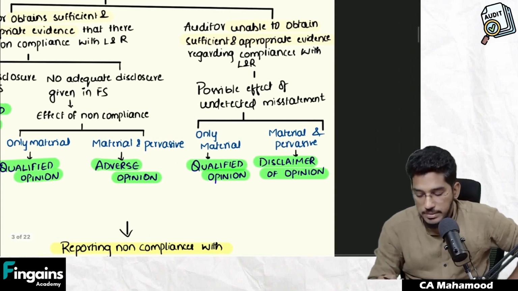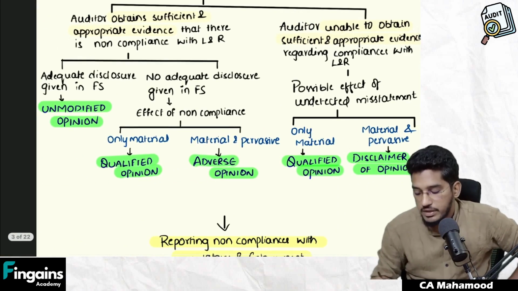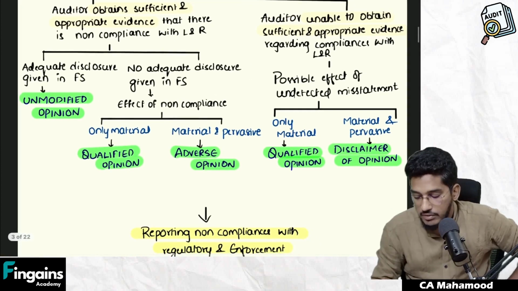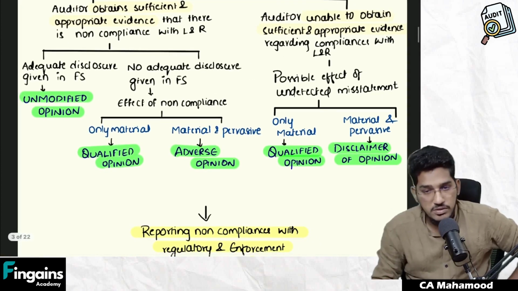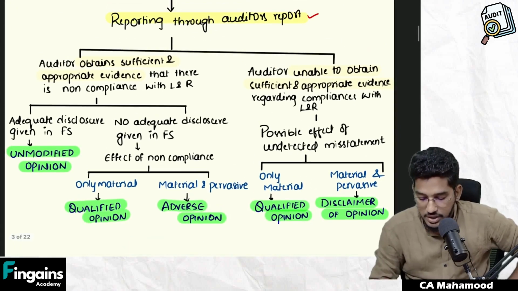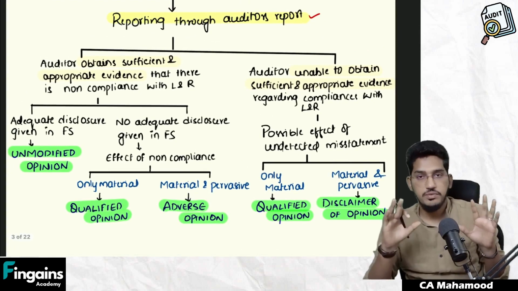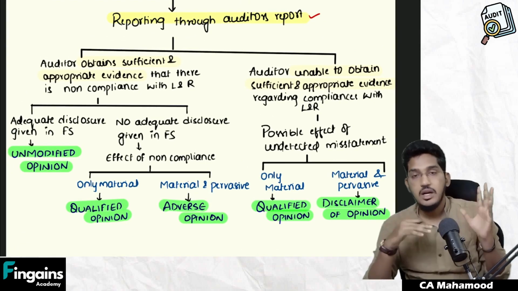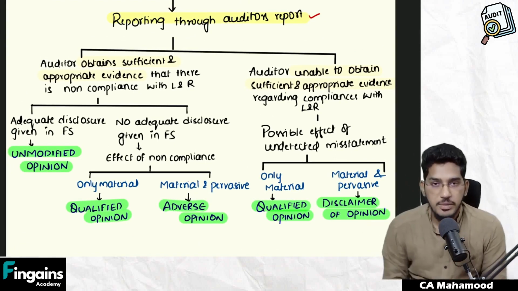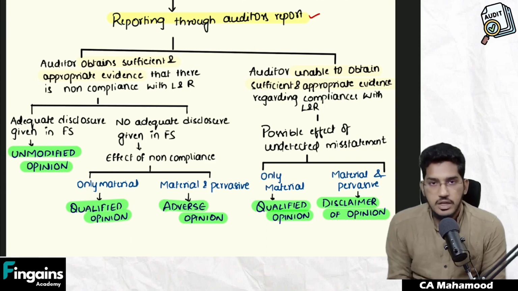If you are unable to obtain sufficient and appropriate audit evidence regarding compliance, then depending on the possible effect, if the possible effect is only material, give qualified. If the possible effect is material and also pervasive, give the disclaimer of opinion. Understood, everybody? So this is the auditor's responsibilities through the audit report. If you find, depending on your observations, this is how your audit report will be impacted. Understood? So with this, almost 70% of the concept of the standard we are done.